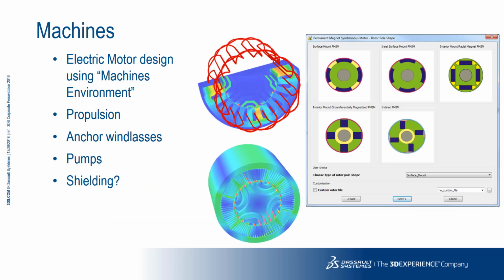Propulsion systems in the form of electric motors can be designed using Opera. The standard GUI and solvers provide all the tools you need to optimize the design of a particular type of motor. Or the machines environment can be used, which speeds up the typical motor design process. This can be used to design large electric motors for propulsion, generators for power systems, or systems such as anchor windlasses and pumps.